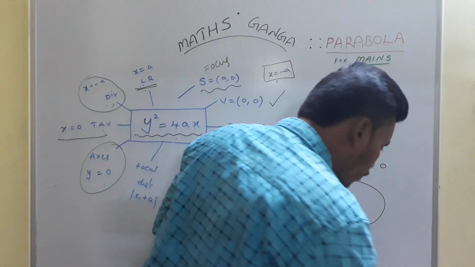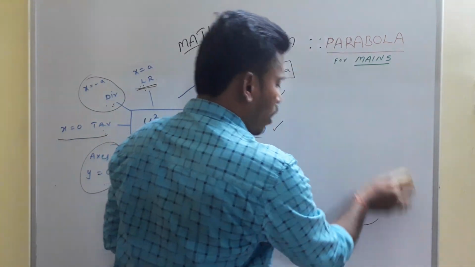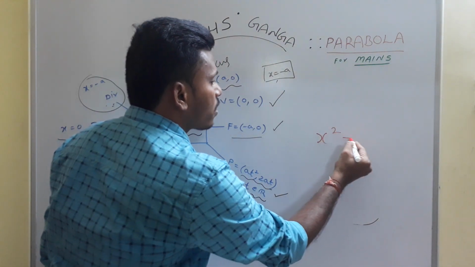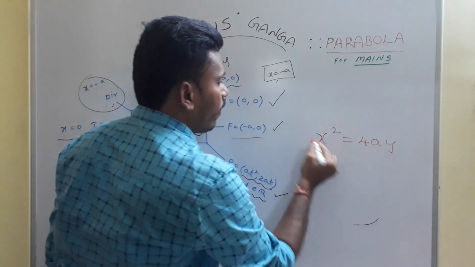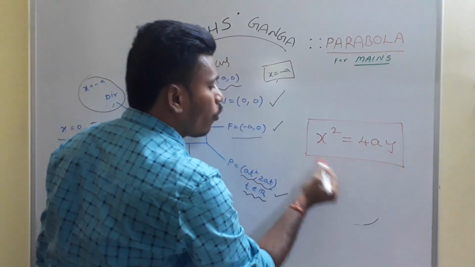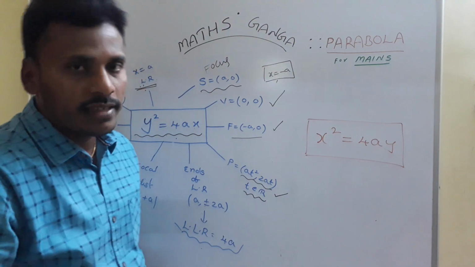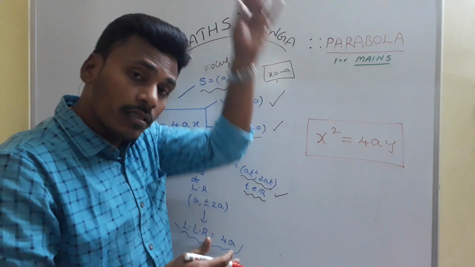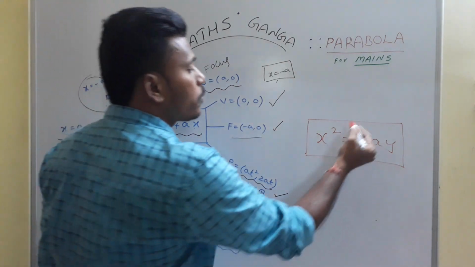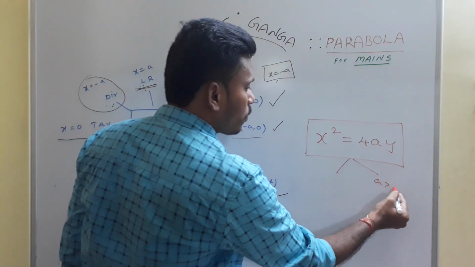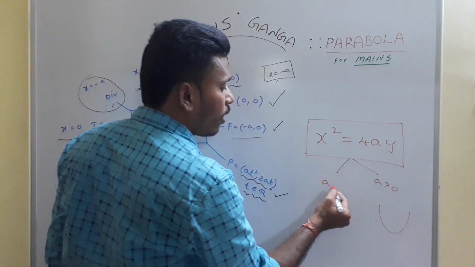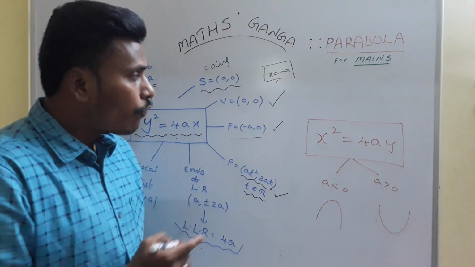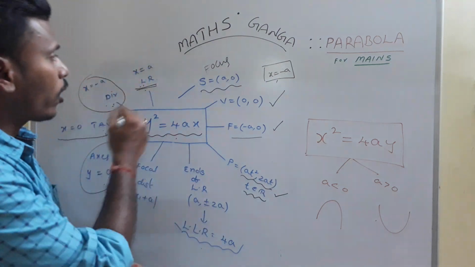See, similar to y square equals 4ax, we have one more standard form. Usually we call it x square equals 4ay. X square equals 4ay is also mentioned as a standard form. For this, the vertex is the origin, but the axis is the y-axis. If a is positive, the graph is an upward parabola. If a is negative, the graph is a downward parabola. So for x square equals 4ay, how to calculate all these terms?